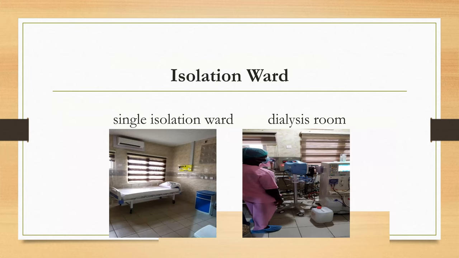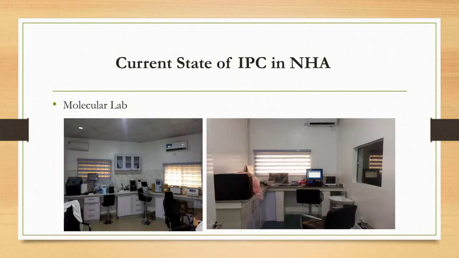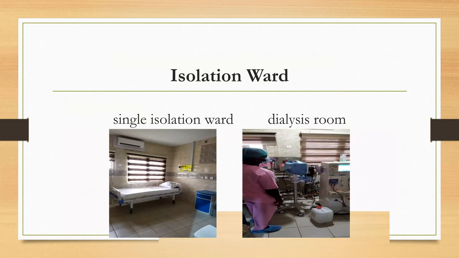Okay, this is a picture of our isolation ward, how it looks. It's a single room. Then this is a picture of our dialysis room. It's strictly dedicated to the isolation room. If you look closely above the nurse's head, you will see the extractor fan that generates a negative pressure in all the rooms in the isolation unit. Next slide.